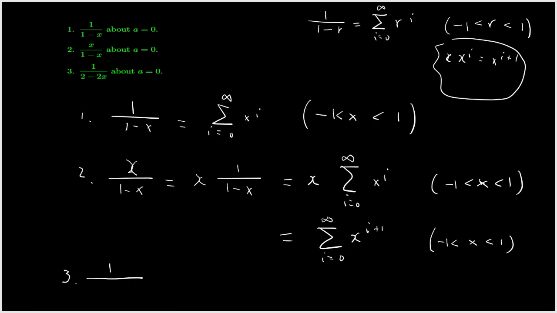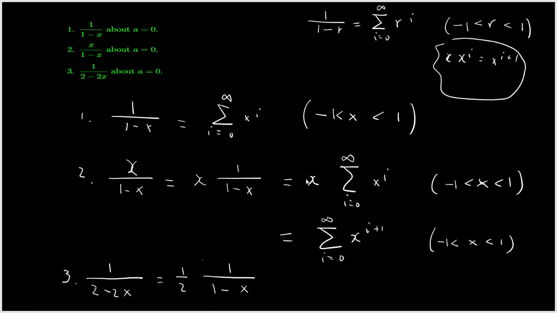I'm going to show you the whole thing. 1 over 2 minus x. To represent it, I want to do something to make the denominator in the form of 1 minus r. In this case, it's just 1 minus x over 2 if you take out 1/2. Do you know what I mean? You can verify that the equation is valid.